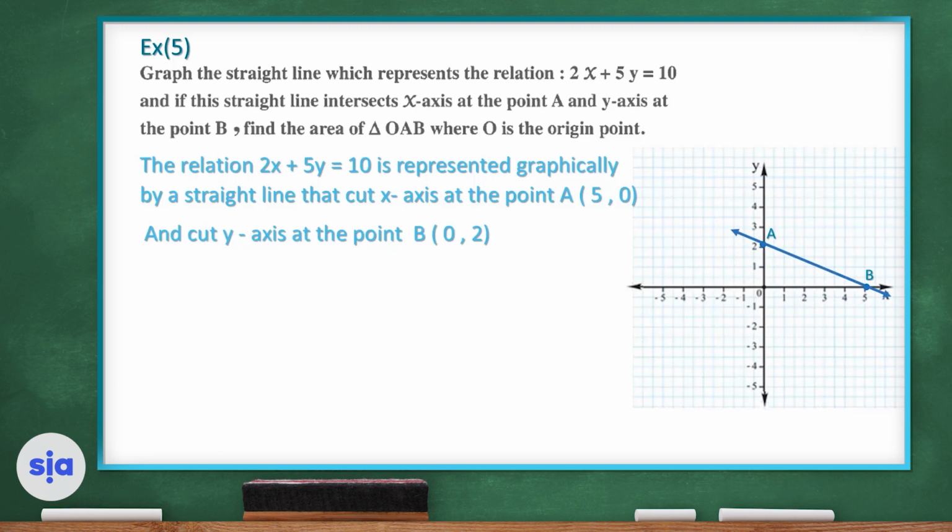If we connect between them, they form a triangle. To find the area of this triangle, it's half times base times height, where the base is OB and the height is OA. So the area of this triangle is half times 5 times 2, which is 5 centimeters squared.